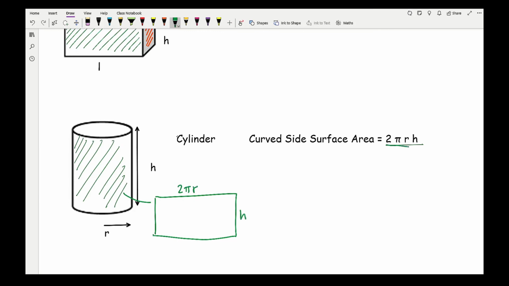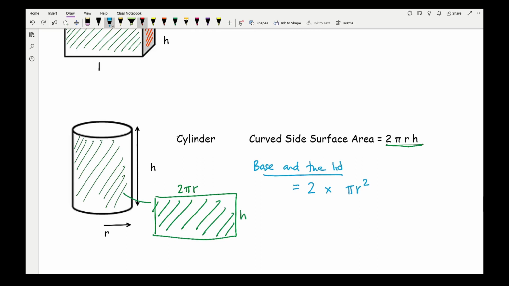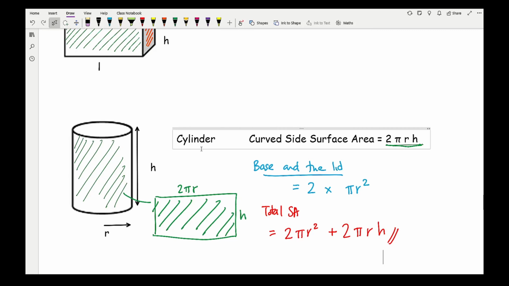So the total area of this green area is going to be 2 pi r times h. And obviously you've got the 2 circles, the base and the lid, equals 2 lots of pi r squared. So the total surface area of a cylinder, including the base and the lid, is going to be equal to 2 lots of pi r squared plus 2 pi r h. And there is your final formula for the total surface area of a cylinder.